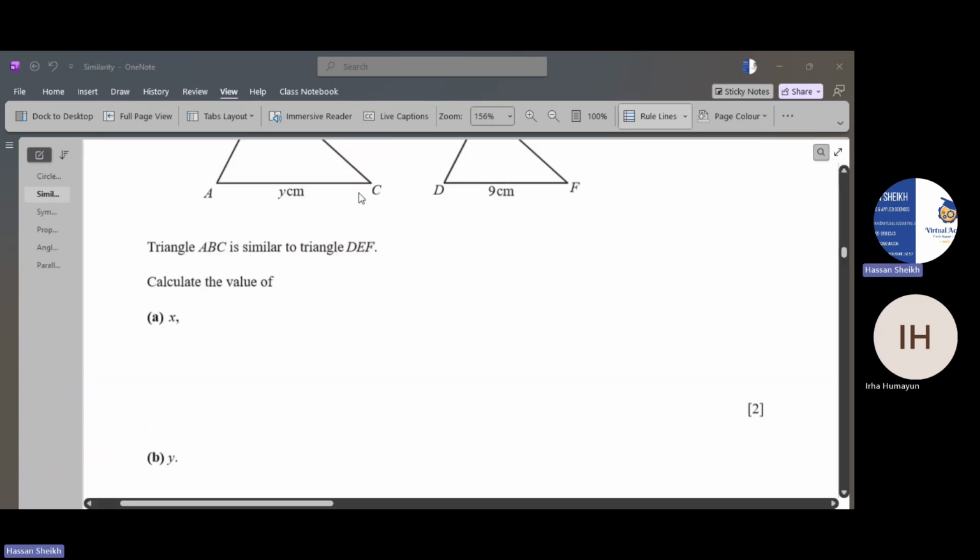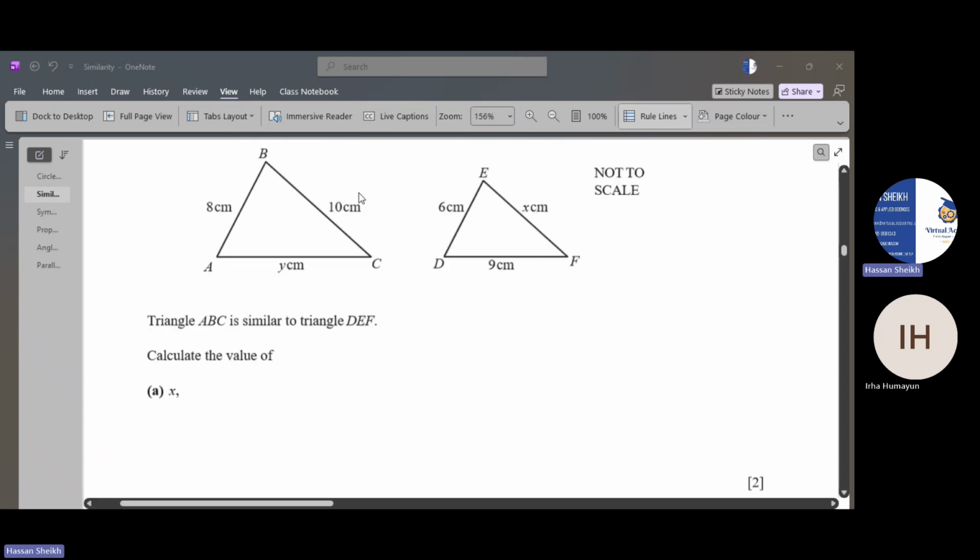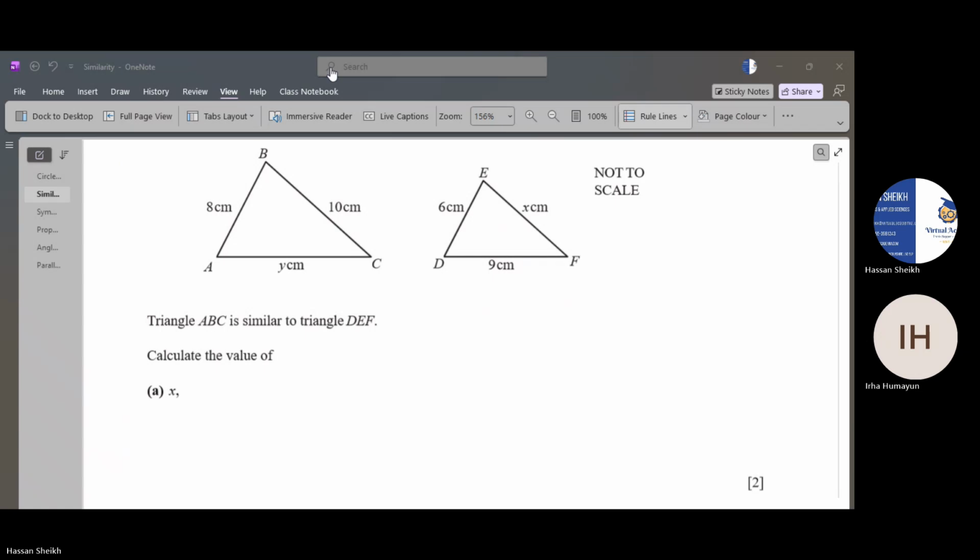Okay, now go with part B where you need to find y. So can we use the same values as we used in part A? Yes, you can use the same values. You can use the same ratio.